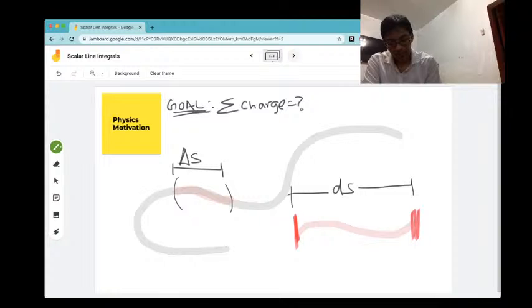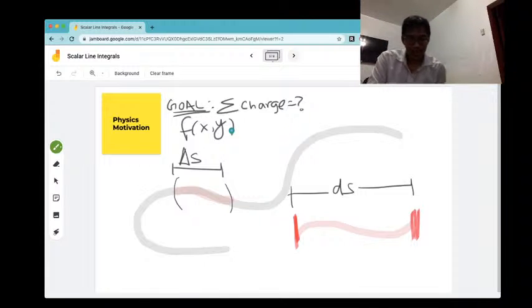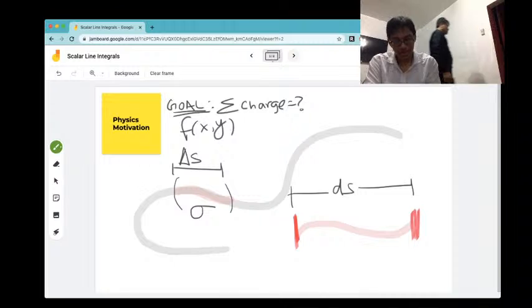Well, that's why we have a function f of x comma y. That function is going to tell us what the charge density is on that specific portion of the wire. So we actually use the lowercase sigma to denote charge density, and to find that charge density we can simply plug in the position of our infinitesimally small point into our function.